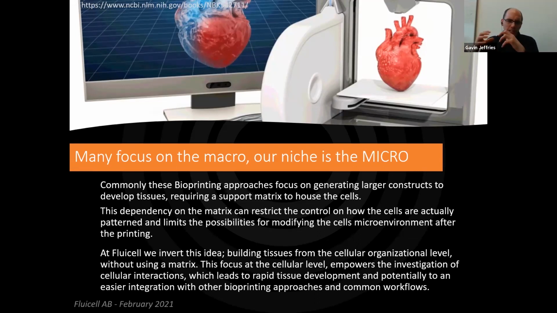But at Fluicell, what we do is invert this idea. Instead of using this matrix, we build tissues from the cellular organizational level without using any sort of binding matrix or gel environment. This focus at the cellular level empowers the investigation of cellular interactions. We can actually see how the cells interact with each other.